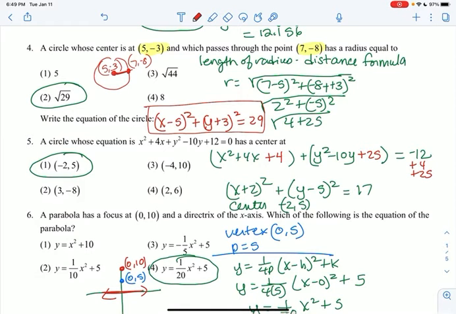Number 5 is another circle problem. So I have the equation of the circle. I'm going to take all my x's and I'm going to complete the square, and I'm going to take all my y's and I'm going to complete the square.